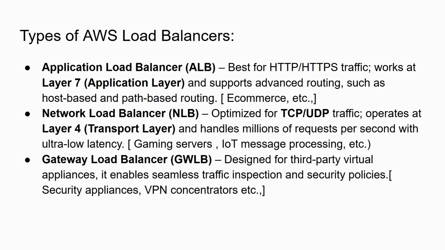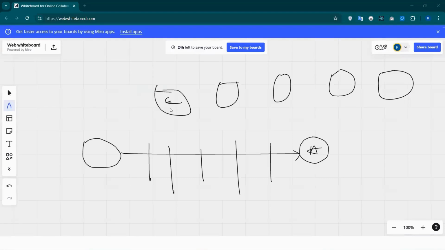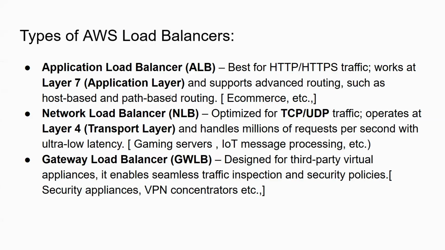Got it? The application load balancer we use for HTTP or HTTPS traffic. It works at layer 7 and supports advanced routing such as host-based and path-based routing. Path-based means, for example, product pages or something else. Path-based routing is mostly preferable for e-commerce or these kinds of huge websites. So for example, when a user wants to access the application, here we use a layer 7 application load balancer.